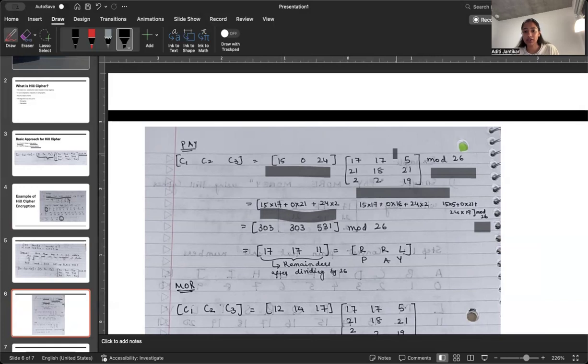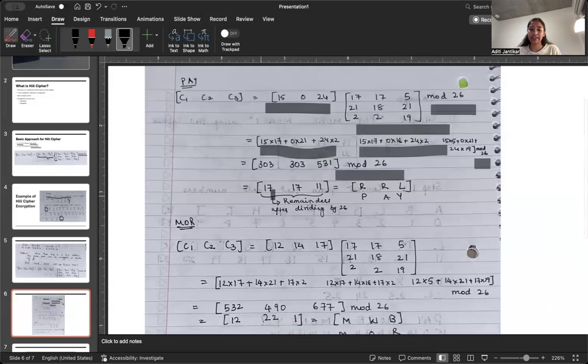The same you do 15 into 17 plus 0 into 18 plus 24 into 2. Add it up. Then 15 into 5 plus 0 into 21 plus 24 into 19. All of them multiplied by mod 26. Sorry, you get 303, 303, and 531. All of this is divided by 26.